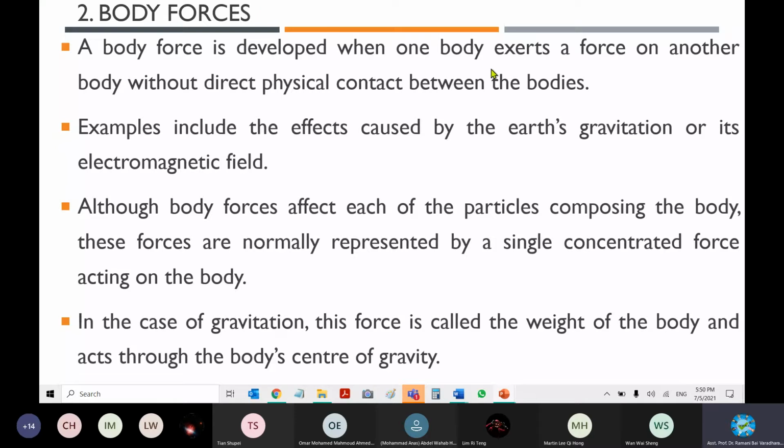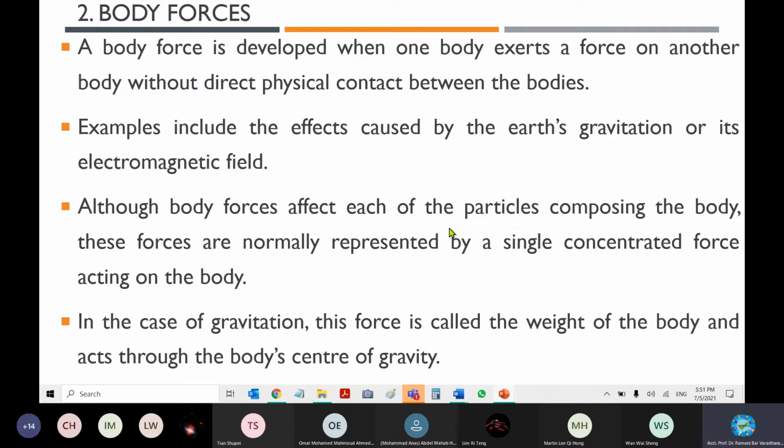Okay, a body force is developed when one body exerts a force on another body without direct physical contact between the bodies. See? Examples include the effects caused by Earth's gravitation or its electromagnetic field, right? If the body is in space, it is weightless, all floating. If the body is on Earth, because it is subjected to a gravitational force, it has mg, right? It has a weight, right?